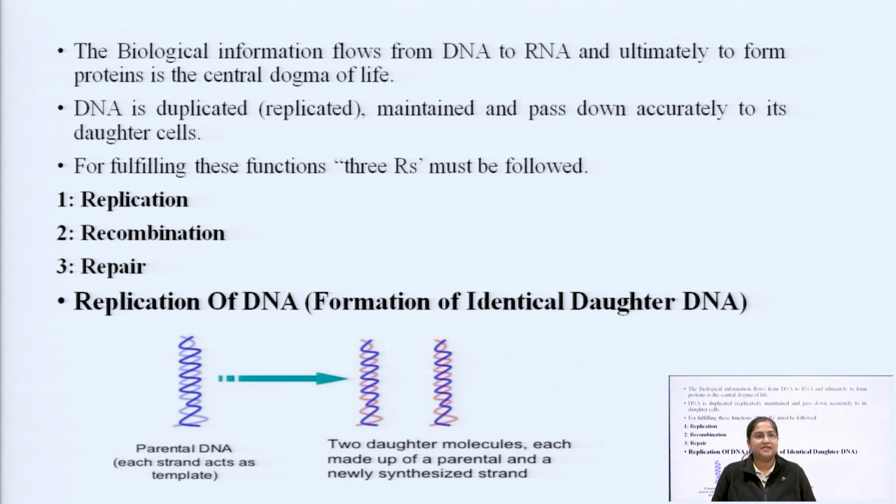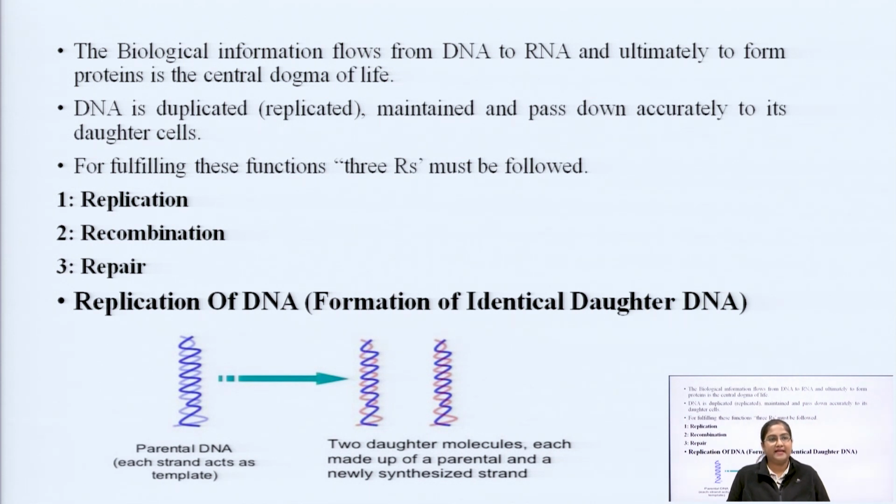DNA is duplicated, that means replicated, maintained and passed down accurately to the daughter cells. Whatever coding it has, whatever nucleotide sequence it has, it will replicate itself and transfer the same thing to its daughter cells. Then for fulfilling these functions, it should follow three R's. What are those? First replication, then recombination and then repair.